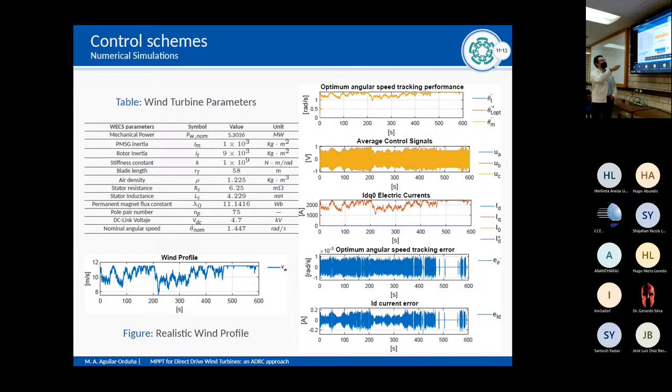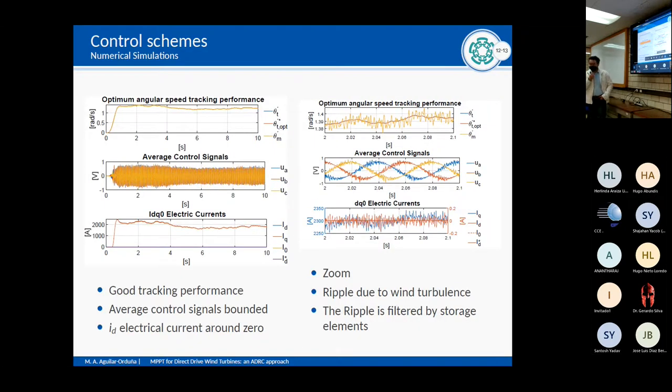We can notice that in the overall performance of the system, the optimum angular speed is tracked just well, with a little error as shown in the error graphs. And also the ID current is around zero. Doing a zoom at the very beginning, we notice this smooth trajectory. We use this trajectory to start the system, avoiding hard effects on the loads in the system. Notice that the average control signals are always bounded and the electric current ID is around zero.